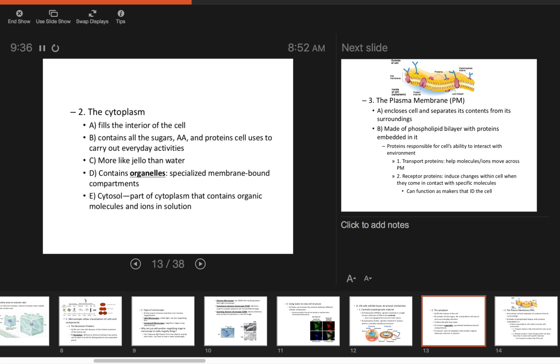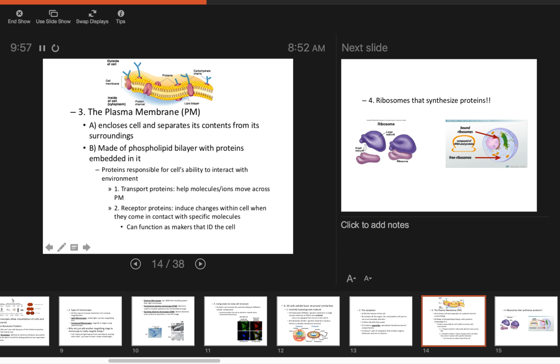It's very similar to the cytoplasm. The cytosol is any part in the cytoplasm that has ions or molecules dissolved in solution. Okay, so that's what they mean by cytosol. You can kind of use them interchangeably. Sounds like a cleaning product.